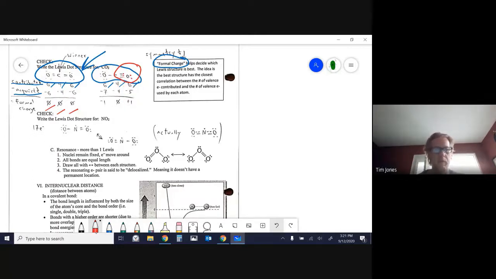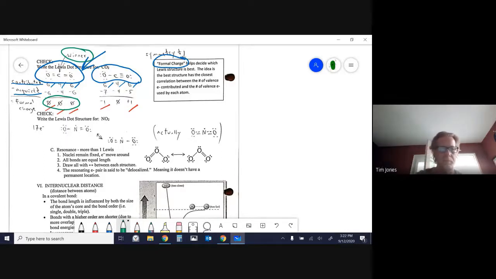Now comparing these, the version on the right has a negative 1 formal charge on the left oxygen and a positive 1 formal charge on the right oxygen, and that is not as good as what we have on the left, in which everybody has a formal charge of 0. And that's why, if you have to pick between these two options, the version on the left is better. That's why I labeled it the winner.